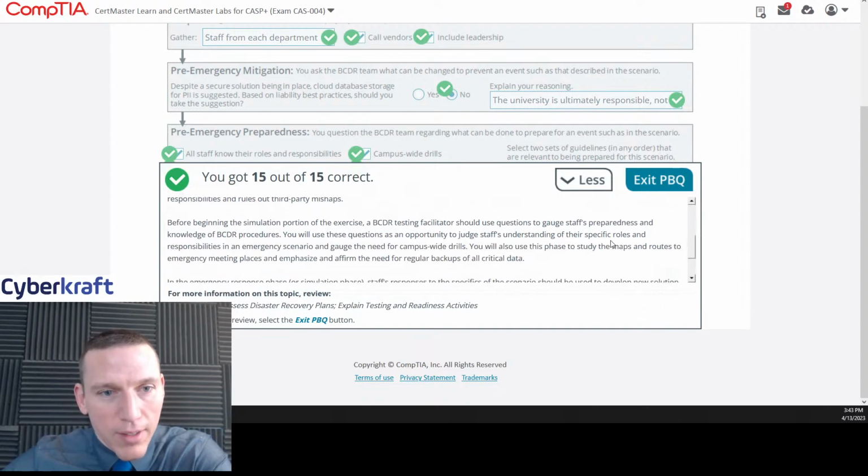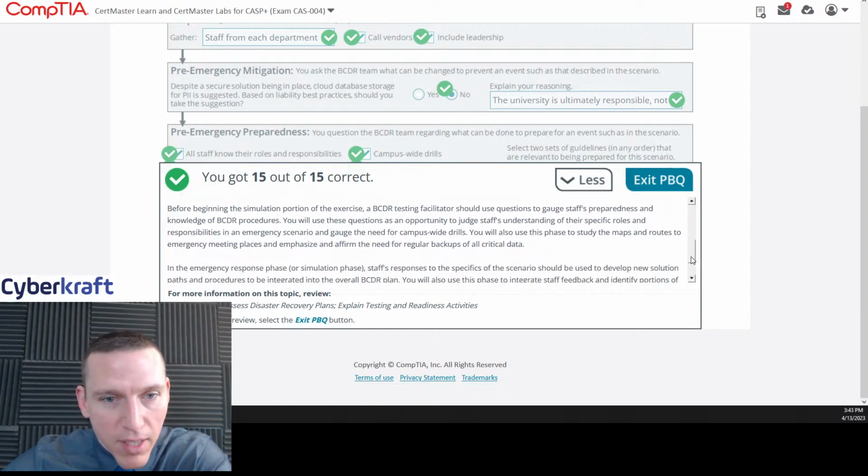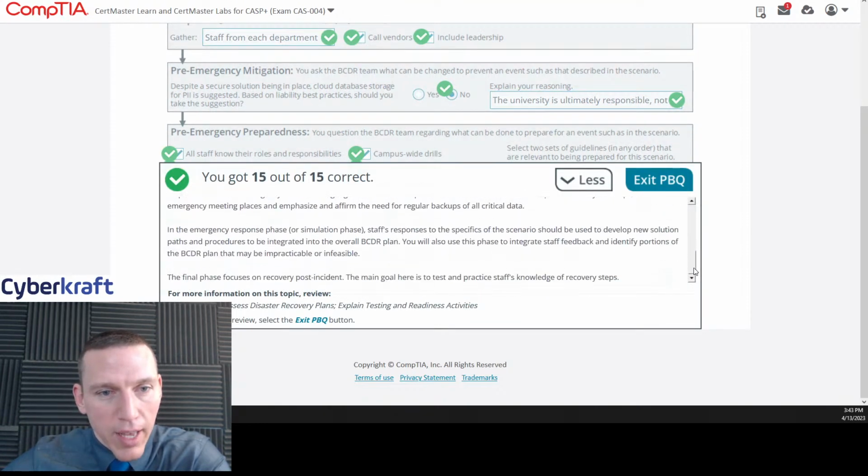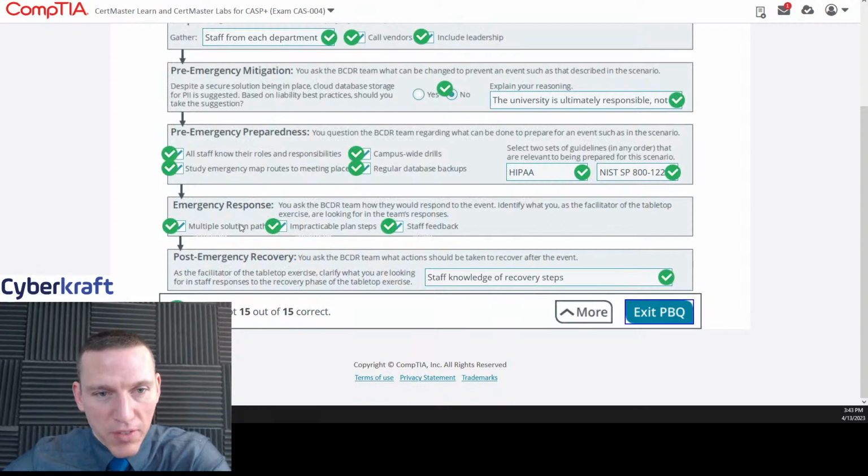We guessed that one correctly, but this one can really confuse a lot of people. And then, let's see. Before beginning the simulation portion of the exercise, the BCDR testing facilitator should use questions to gauge staff preparedness. Okay, so we'll use questions. You question the team. I mean, these answers could really be worded better. You know, we question the team. I guess on these topics, but this is really confusing how it's worded. And then, this is pretty simple, even though it's worded strangely.